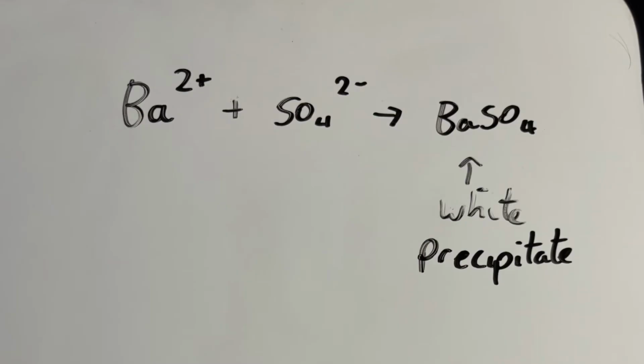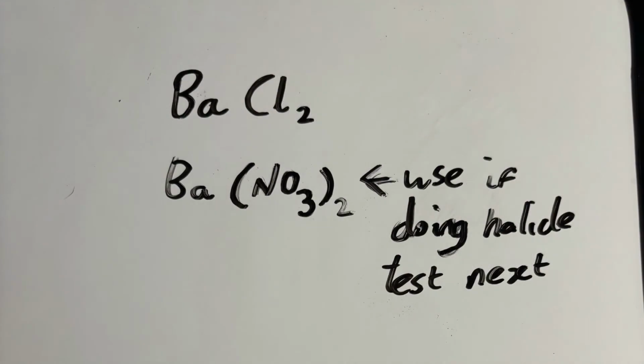Now, the barium compound you use depends on what test you're planning on doing next. Now, you can do barium chloride or you can do barium nitrate. I would recommend just memorizing barium nitrate because if you put it, you can't be wrong, but if you put barium chloride, you could be.